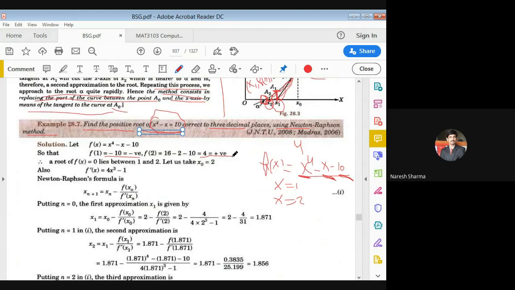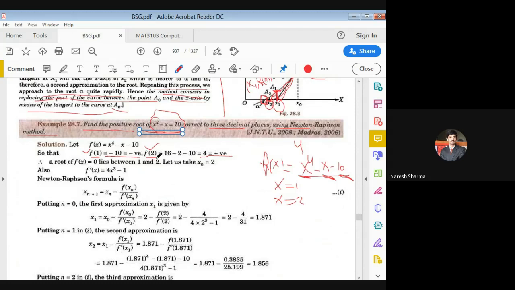So by the intermediate value theorem, if your function has opposite signs between 2 points, that is 1 and 2 here, the function touches the x-axis at least once. So at least one root lies between 1 and 2. So we assume that at least one root lies between 1 and 2, and we are trying to find that root.